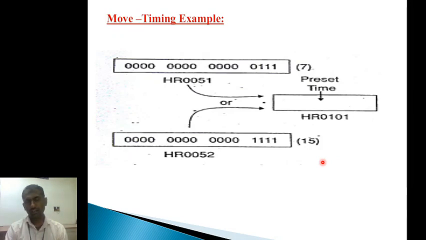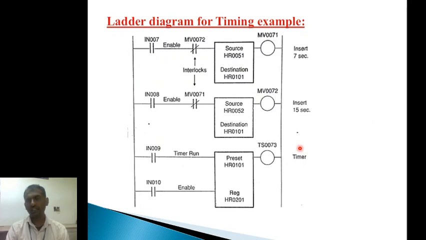For that we consider one register, HR0051, for the 7 seconds input, and another register, HR0052, for the other time setup, that is 15 seconds. The ladder diagram for this is in this manner. Here we have two move functions, and each has a source and destination.